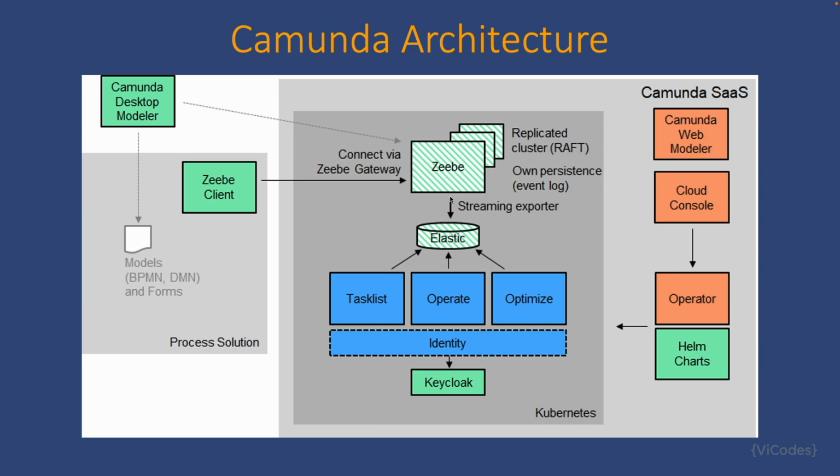Zeebe interacts and stores all kinds of data, like the event logs and any kind of transaction or interaction data that needs to be used by these three web apps below, using the exporter to Elasticsearch. And the same Elasticsearch data will be read by Tasklist, Operate, and Optimize to do their functionalities. On top of these three web apps, we have one authentication mechanism which also comes with the Camunda 8 platform, that is the Identity app, which provides authentication over these three apps.